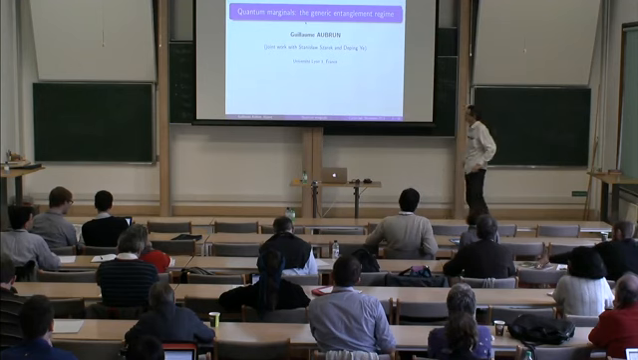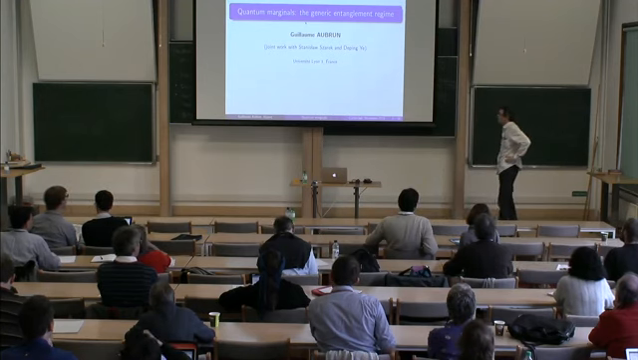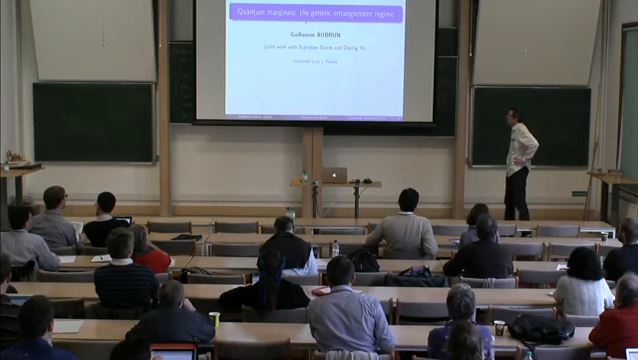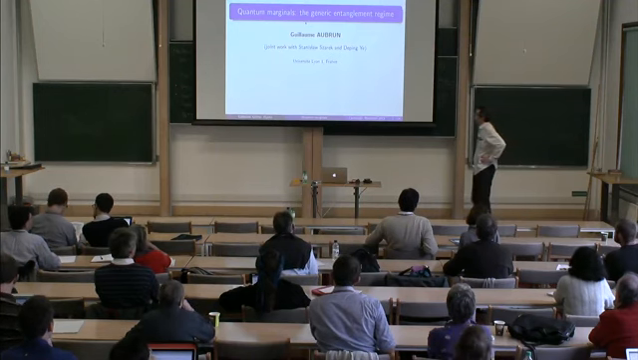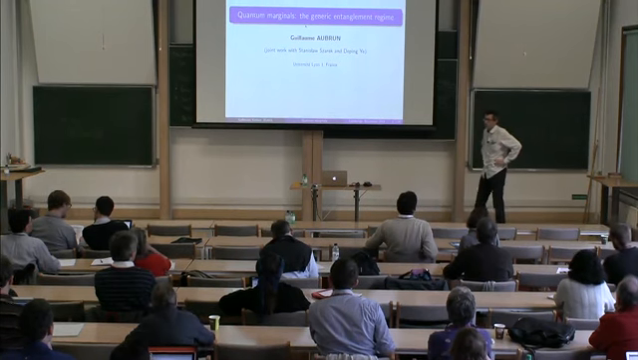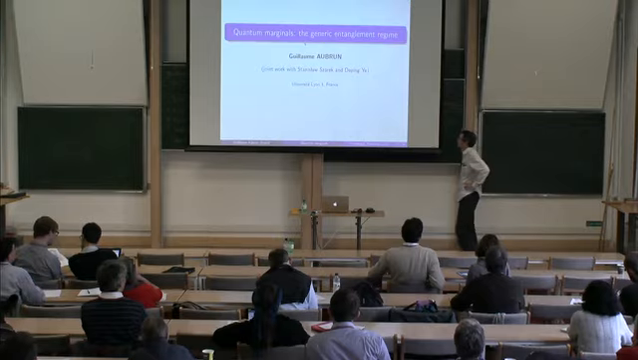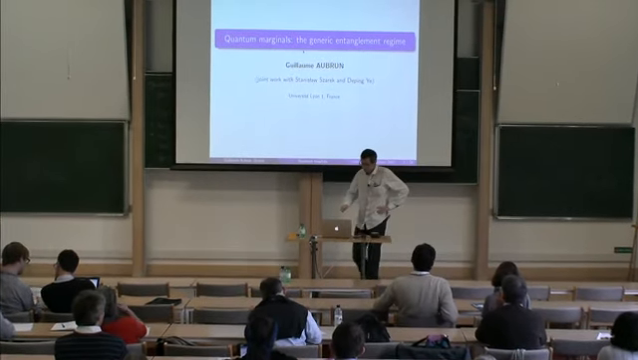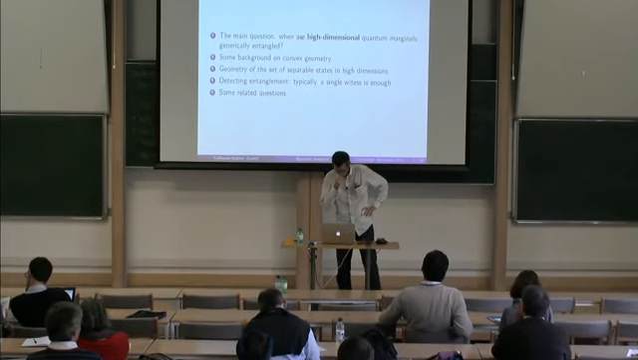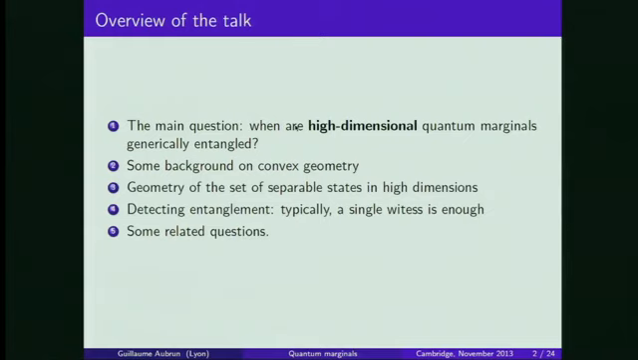So I will describe a joint work with Stanisław Szarek and Dépigné, and the topic is to understand the regime in which the quantum marginals are generically entangled. So let me first give an overview of the talk. It will be a question of high dimension state. This is the main question: if I look at the quantum marginals in large dimensions, when can I say that it is typically entangled?